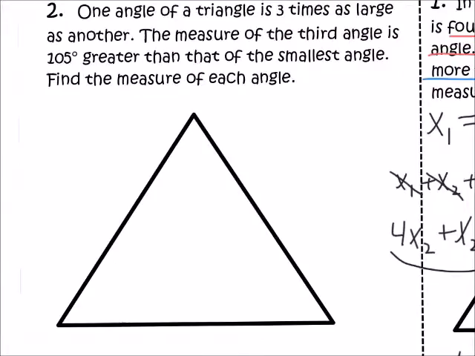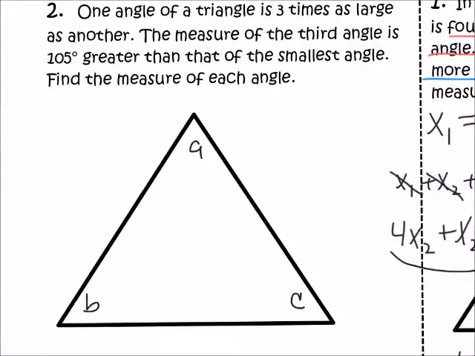Continuing on with triangle problems, it says one angle of a triangle is 3 times as large as another. The measure of the third angle is 105 degrees greater than that of the smaller angle. Find the measure of each angle. Let's go ahead and assign our angles. This time we'll do it a little bit differently so that you can see that it doesn't really matter. We'll call this angle A, B, and C, and we'll just decide to use any one of those letters to continue on with the problem.